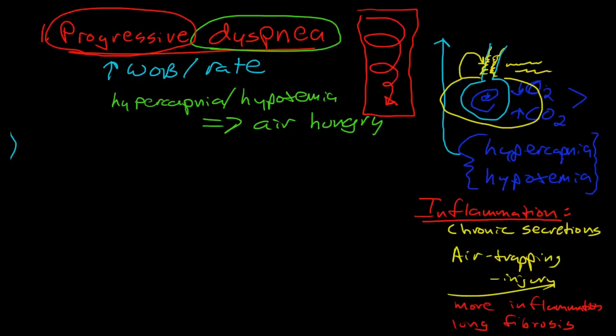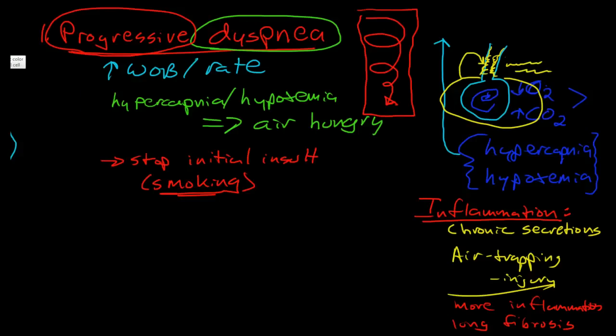But the thing that helps the most at slowing this downward spiral is to stop the initial insult, which is in over 90% of the cases smoking, because this is driving the initial inflammation even more than the ongoing disease. Okay, so what is the second symptom in this clinical syndrome?